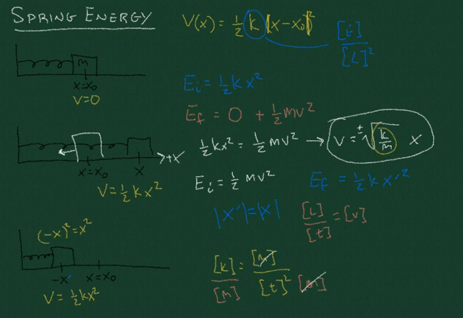So our units check out, and we just need to make sure in this case that, because velocity is a vector, we know that it's pointing to the left. So we need to make sure that we keep track of that.